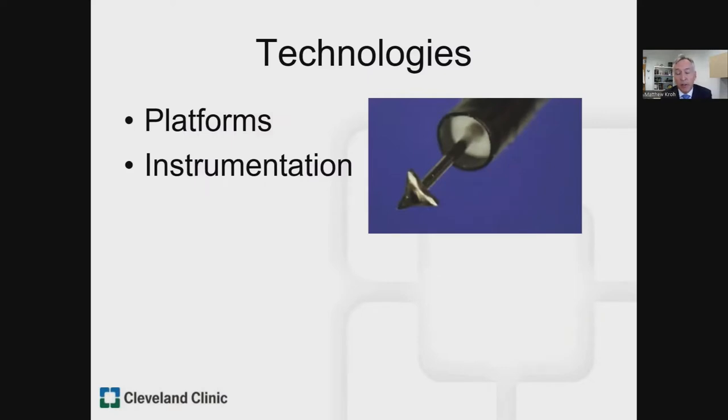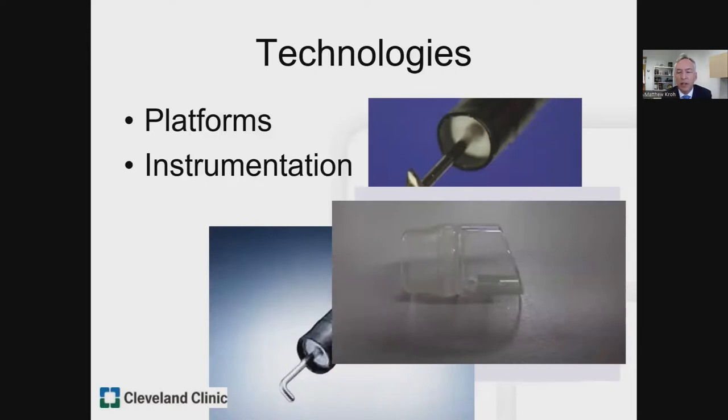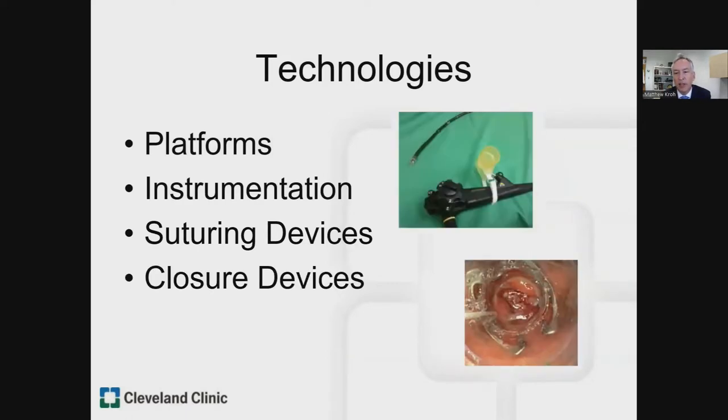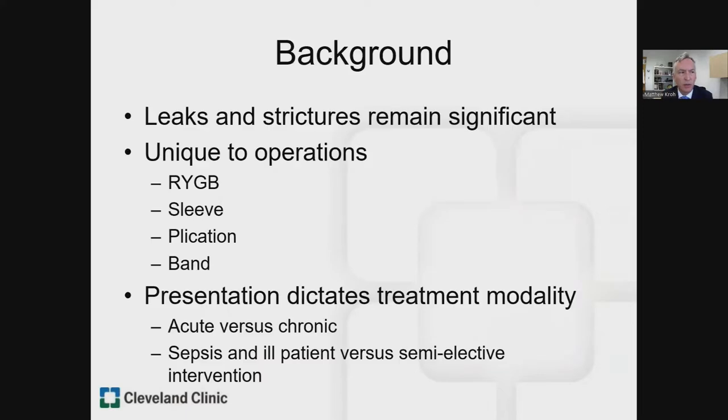And we have instruments that now look like surgical tools that we perform other procedures such as POEM or ESD with, such as a triangle tip knife, an insulated tip knife, a hook knife, and caps, allowing for tissue division and retraction. And we also have more robust suturing devices that allow us for tissue apposition and clipping devices as well. So all of these tools allow us to manage complications after surgery.